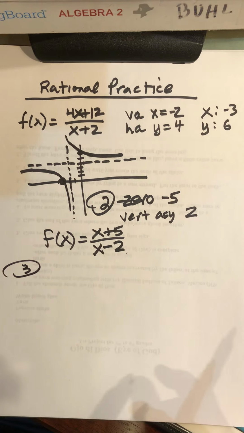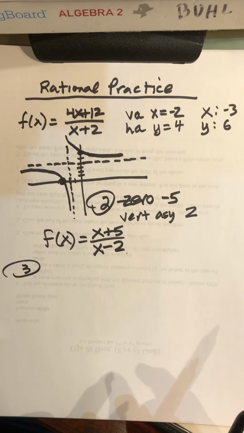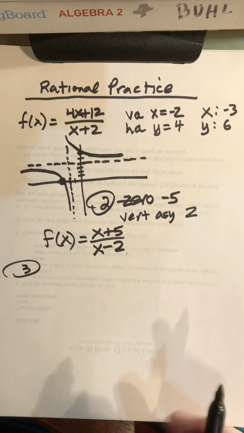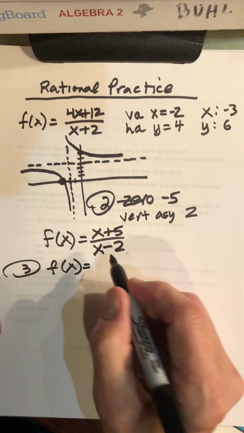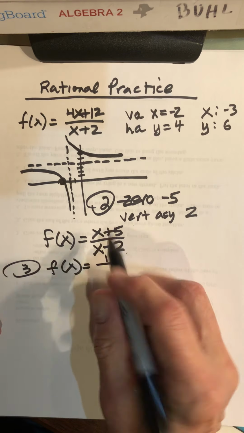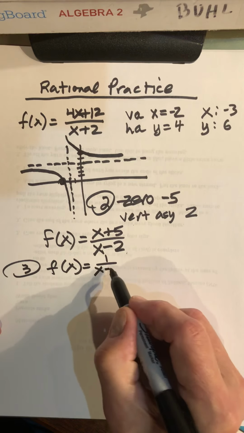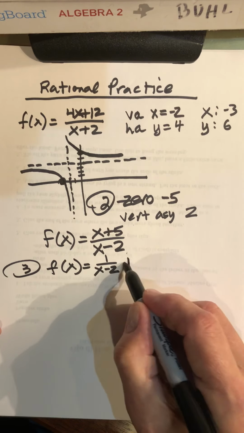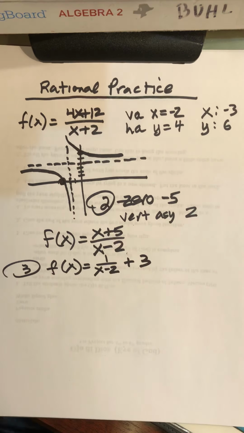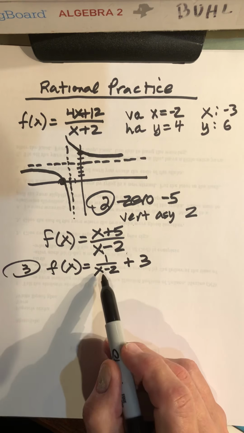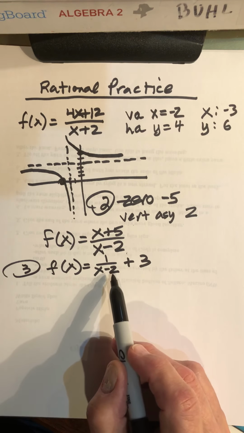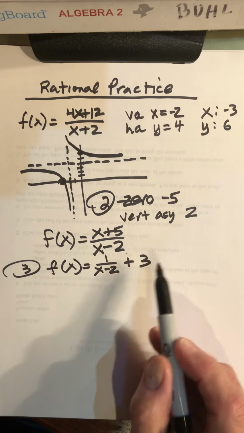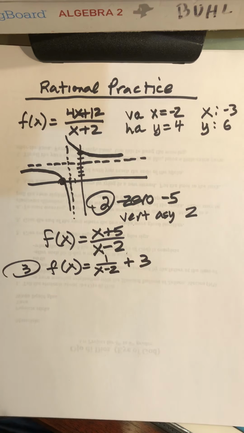Let's say, okay, this is a little bit different than what we've done before. Let's do f of x equals 1 over (x minus 2) plus 3. Oh, so I've definitely done some transformations. I've transformed this by translating it 2 units to the right, and this would be 3 units up, wouldn't it?